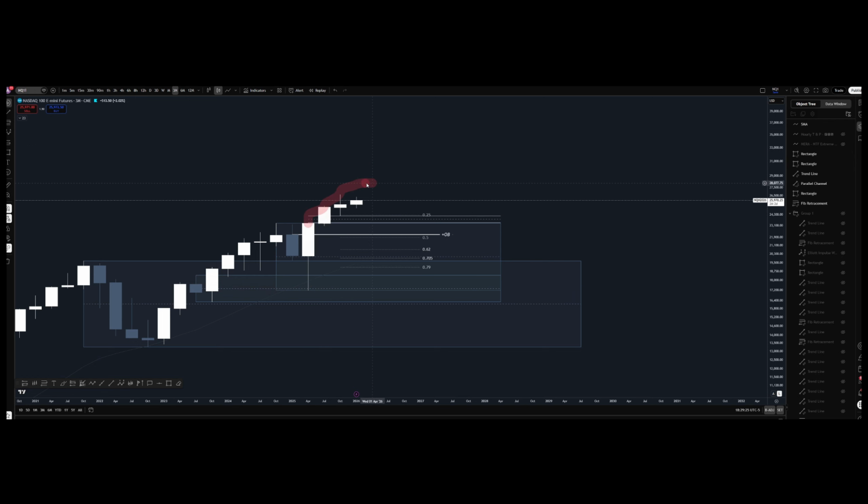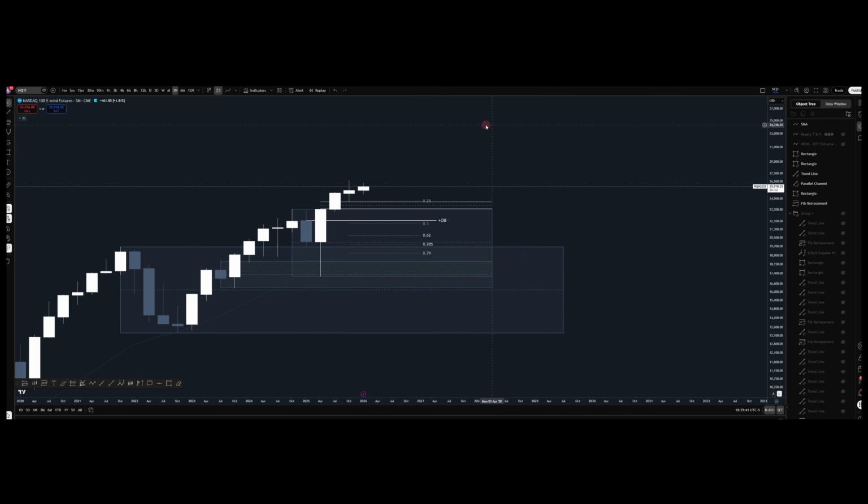So yeah, I would definitely like to see something, whether we do get another high sweep and then come back, hit this OB 0.5 or just this BISI into continuation for the rest of the year. What a candle. Yeah.